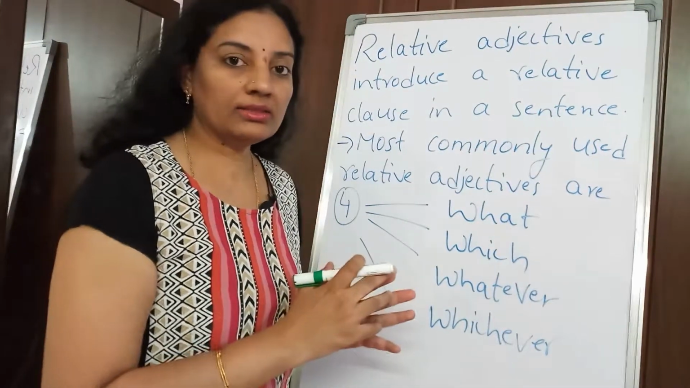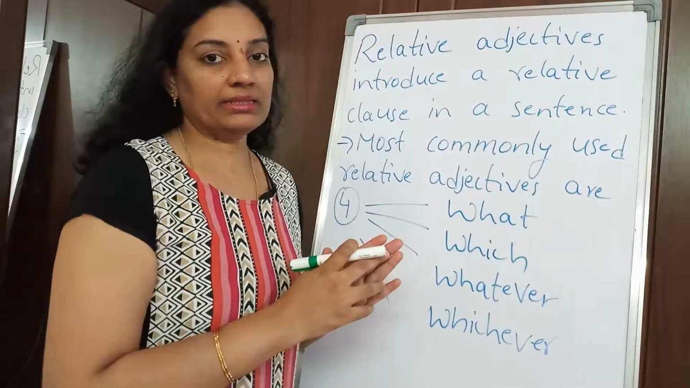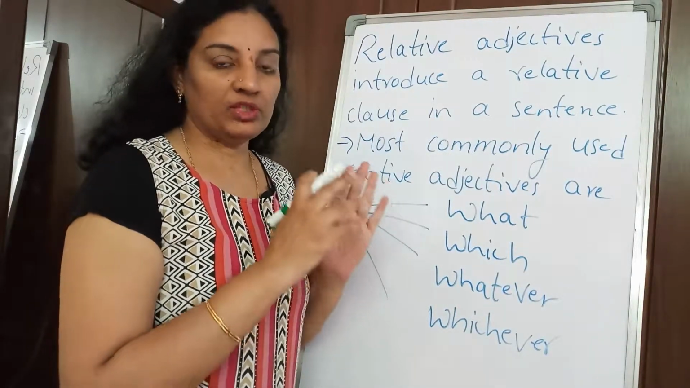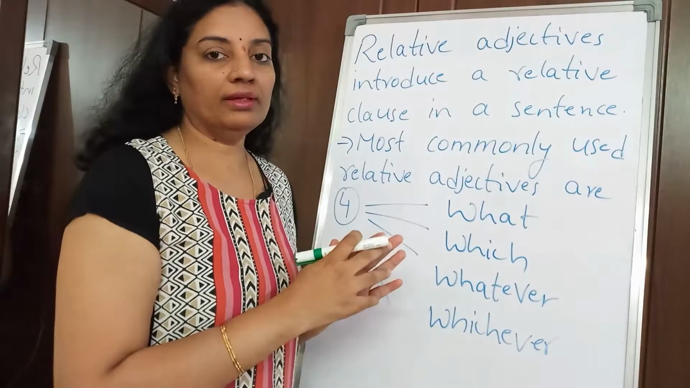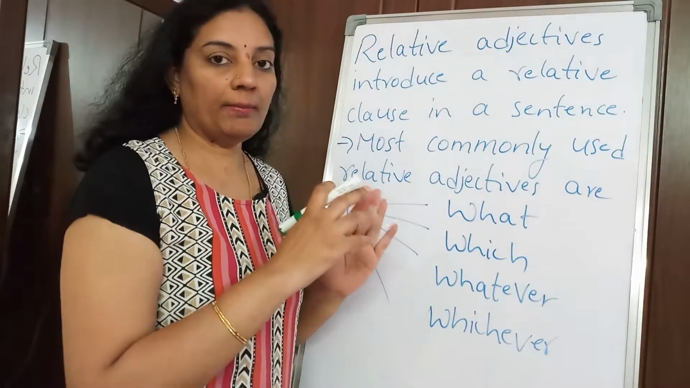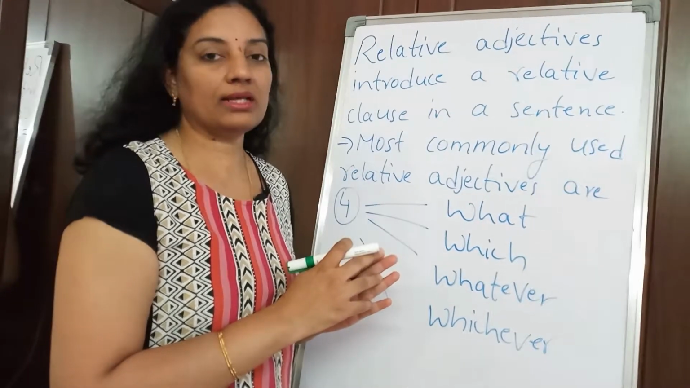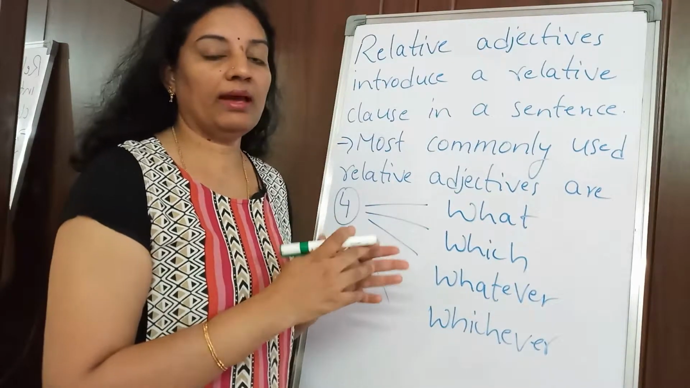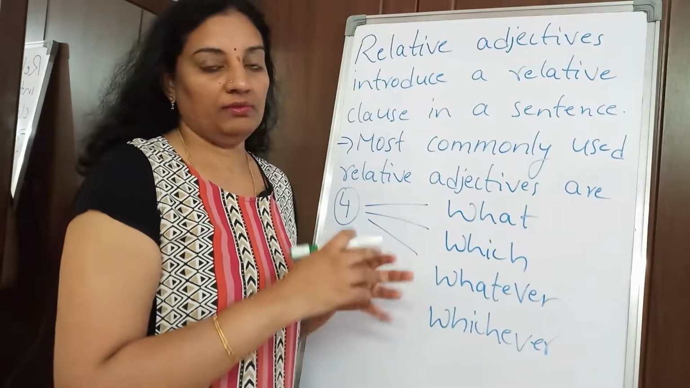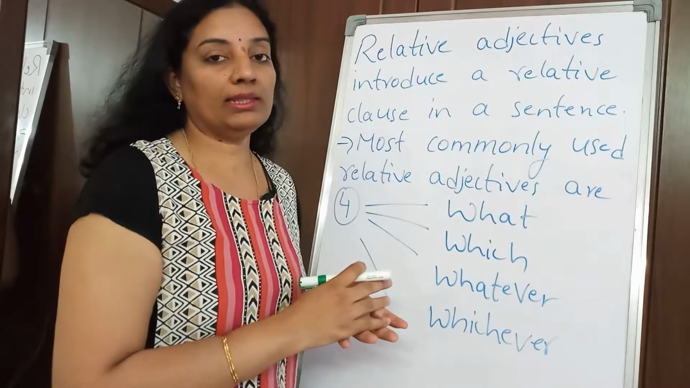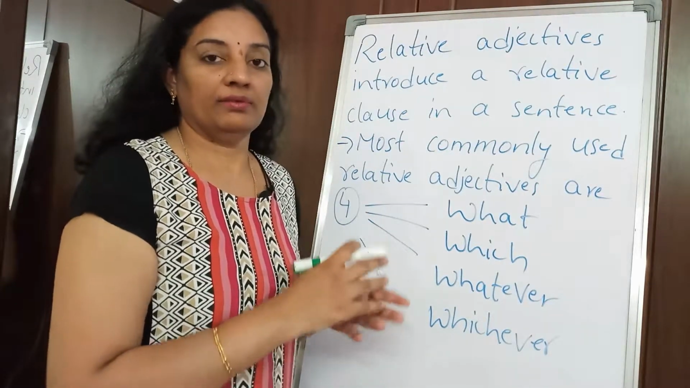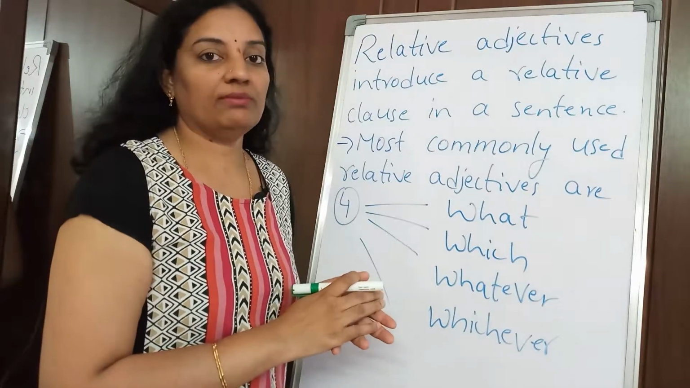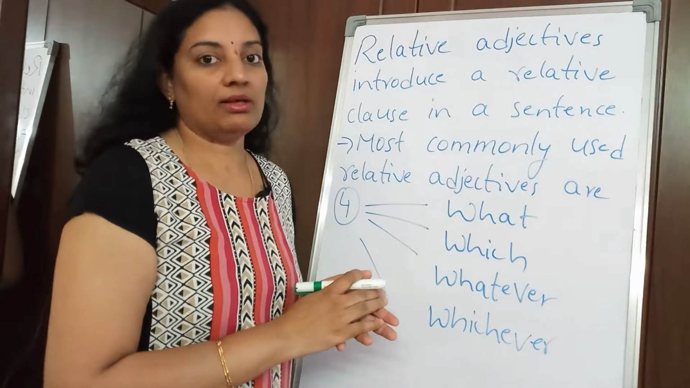What is a clause? A clause is a group of words which may or may not have complete meaning. Clauses are parts of sentences. If they have complete meaning, we call them main clauses. If they do not have complete meaning, we call them subordinate clauses.